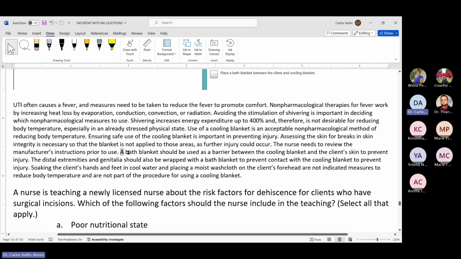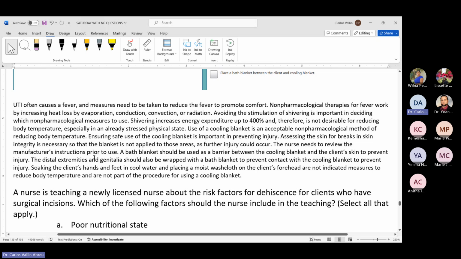So it is important. When we use either heat or cold on a client, we don't apply it directly to the skin, neither the cold nor the heat. We need to place a barrier between the source of heat or cold and the skin to prevent damage of the skin. Very good. To prevent injury, the distal extremities and genitalia should also be wrapped with a bath blanket to prevent contact with the cooling blanket.